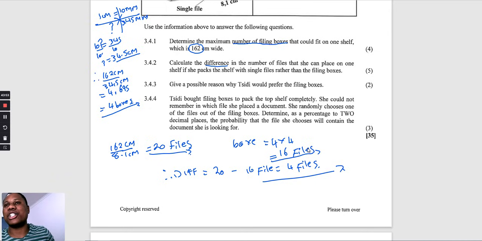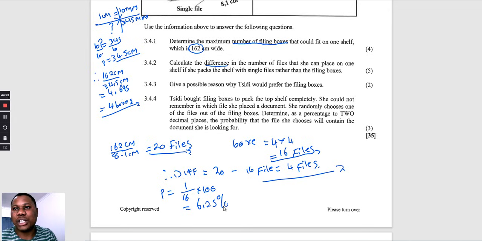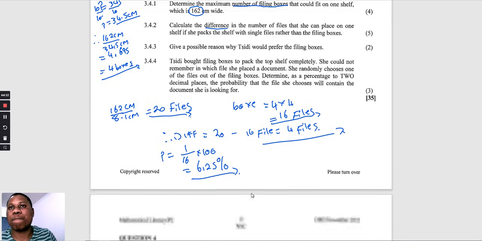Determine as a percentage to 2 decimal places the probability that the file chosen will contain the document she wants. So she has only one chance of selecting from 16 files. Then we multiply by 100. Okay, she only has one chance out of 16 chances. So she has 6.25% chance of getting that file correct. Okay, let's move to the next.